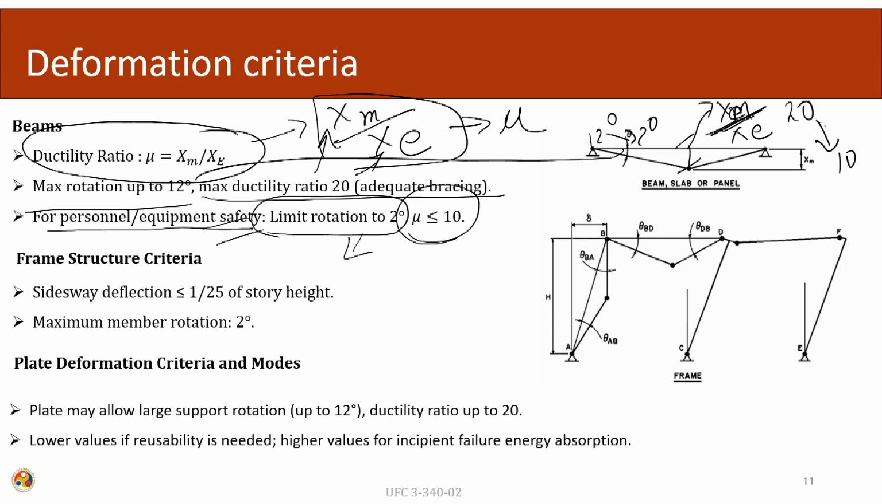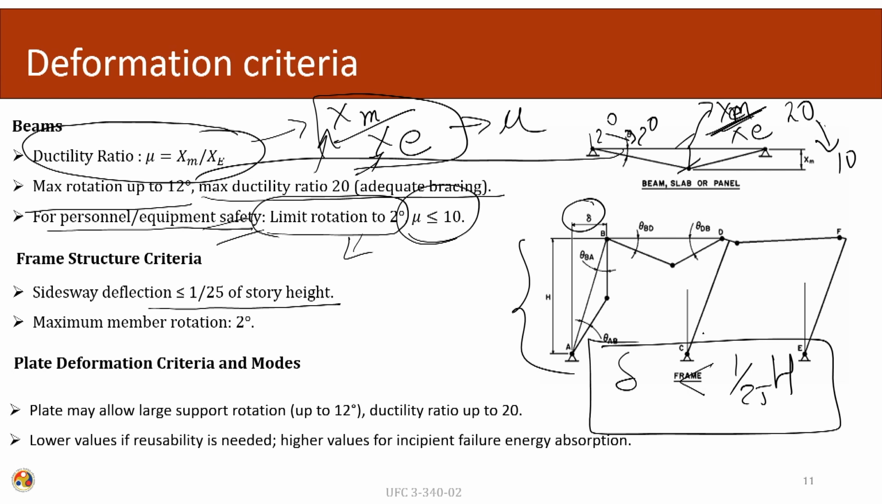If you are using the frame structural criteria, the sideway deflection should be less than 1/25th of the story height. So this sideway deflection delta should be less than 1/25th of the story height. This is the criteria for the beam sway, and the maximum member rotation has been restricted to 2 degrees. So that is the case for the framing criteria, and next the plate deformation criteria and modes.